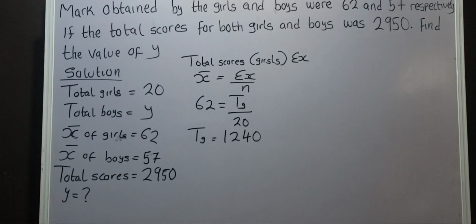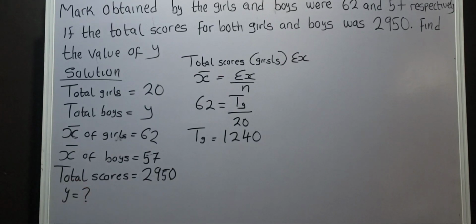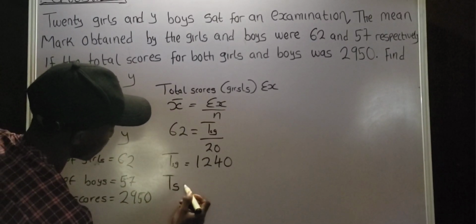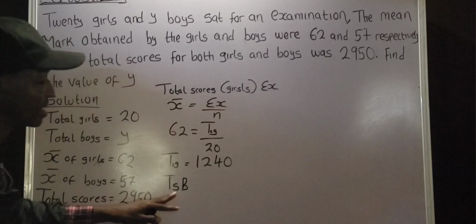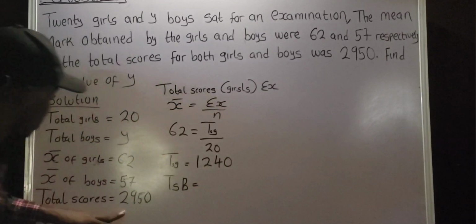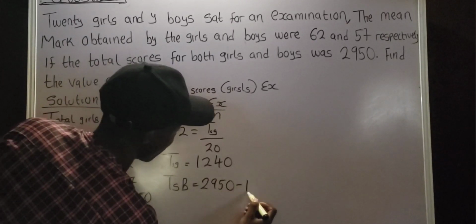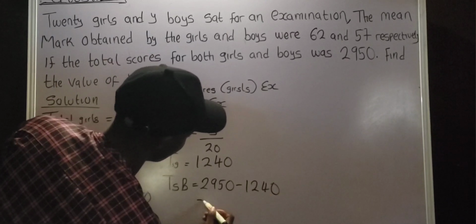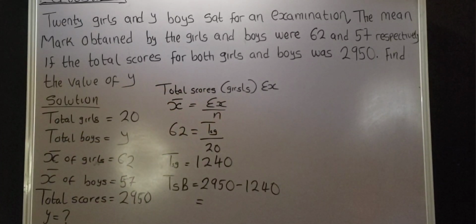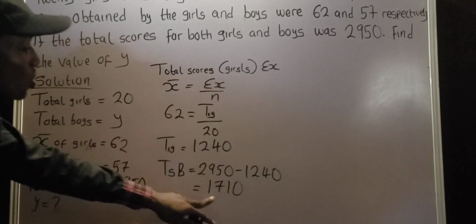Having known the total scores for the girls, I can easily determine the total scores for the boys by subtracting 1240 from the total, 2950. The total score for boys, I represent as TSB. Total score for boys is equal to the total score, 2950, minus 1240. If you punch your calculator, you are going to get 1710. You understand? So this is the total score for boys.